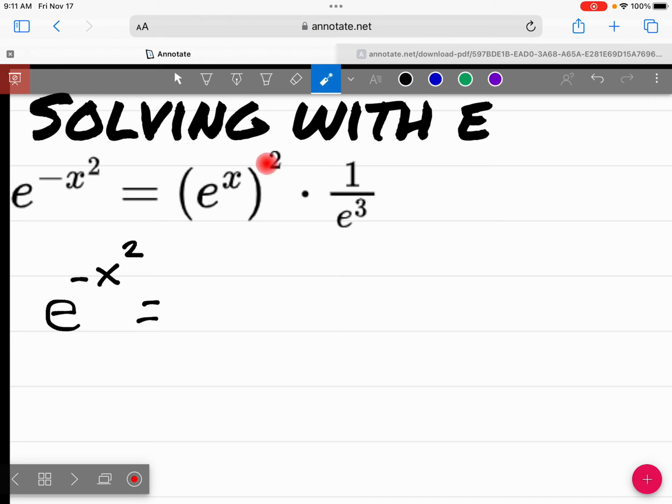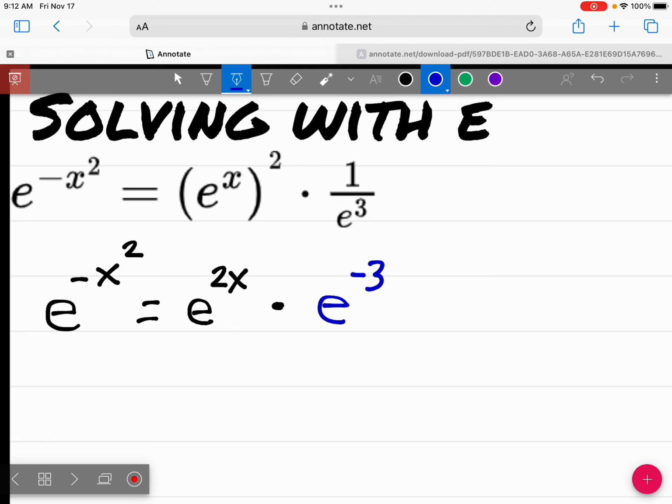How can I write this one as just an E, no parentheses? What do we do with the exponents? Multiply them. E to the 2x. And how can I write this one with just an E as a base? E to the -3. Now that they're all common bases, we can play with them like they're made out of Play-Doh.